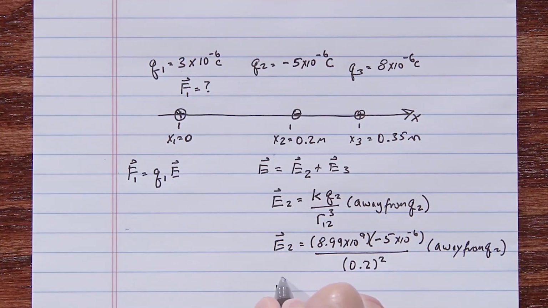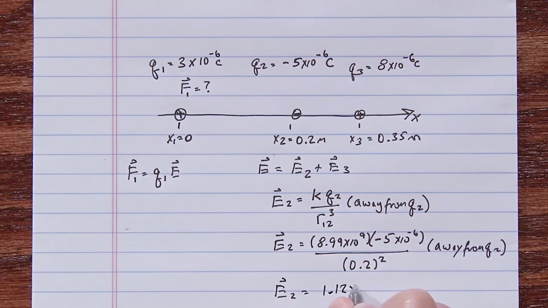And so E2 is equal to, let's calculate that out, 8.99 times 10 to the 9 times a negative 5 times 10 to the negative 6 divided by 0.2 squared, and that gives me negative 1.12 times 10 to the 6, away from Q2.